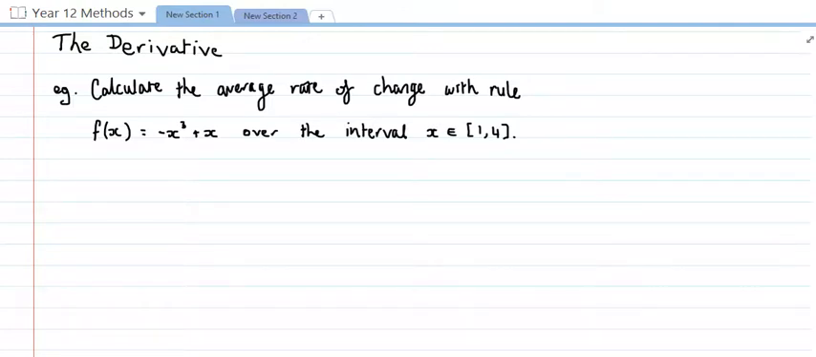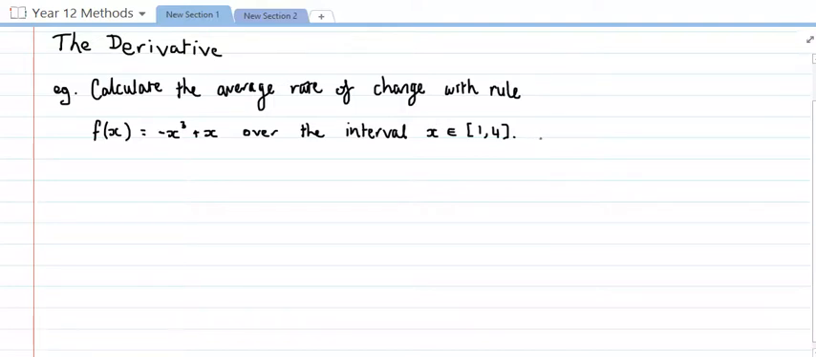The topic of differentiation really is all about rates of change. Another word for rate of change is gradient. So we're going to be working on calculating the gradients of different functions. So to start off with, we'll look at the average rate of change.